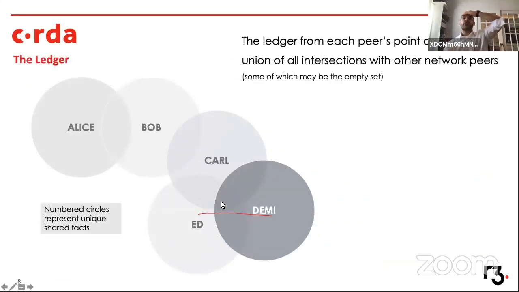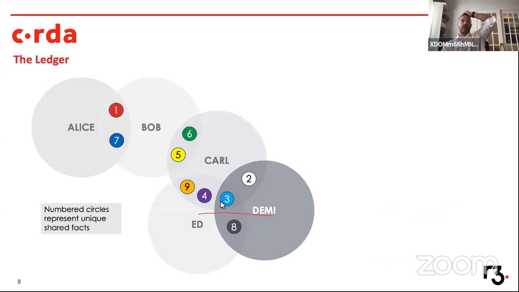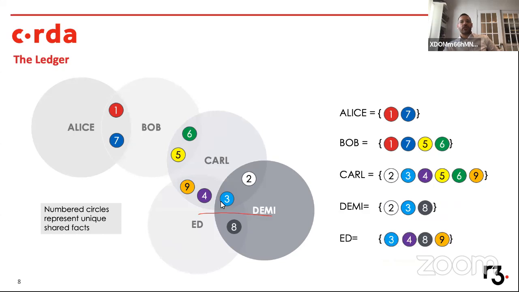So if you think about the ledger from each point of view's perspective, you can think about it like this. Here we have the actors themselves, Alice, Bob, Carl, Demi, and Ed. Every colorful circle is its own little piece of data, and these pieces of data are shared depending on who participates in each transaction. You can see here that Alice knows about pieces of data 1 and 7. Bob knows about pieces of data 1, 7, 5, and 6. Carl's pretty popular, so he's sharing data with Bob and Ed and Demi, and so on and so forth. So this is the notion of a subjective ledger.